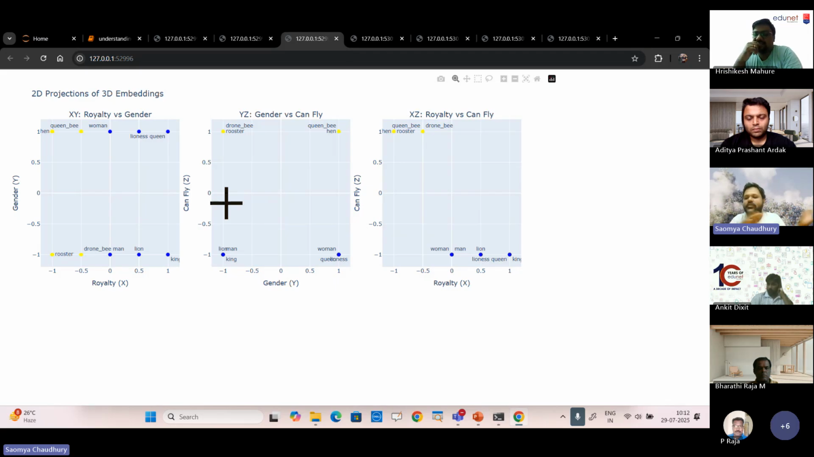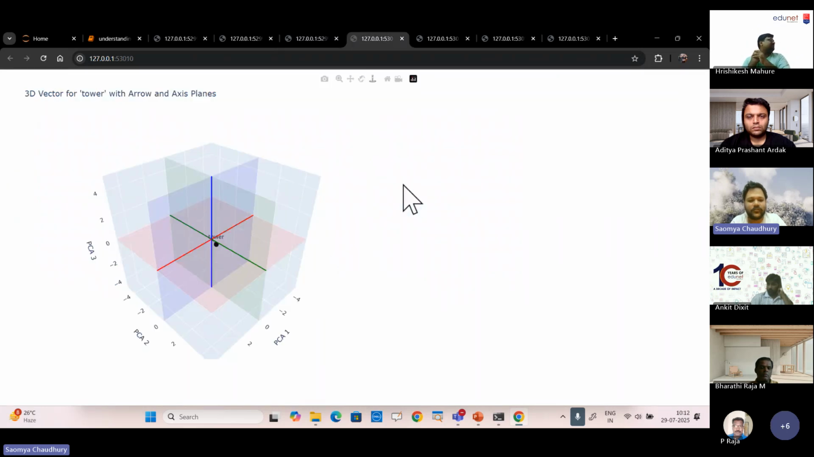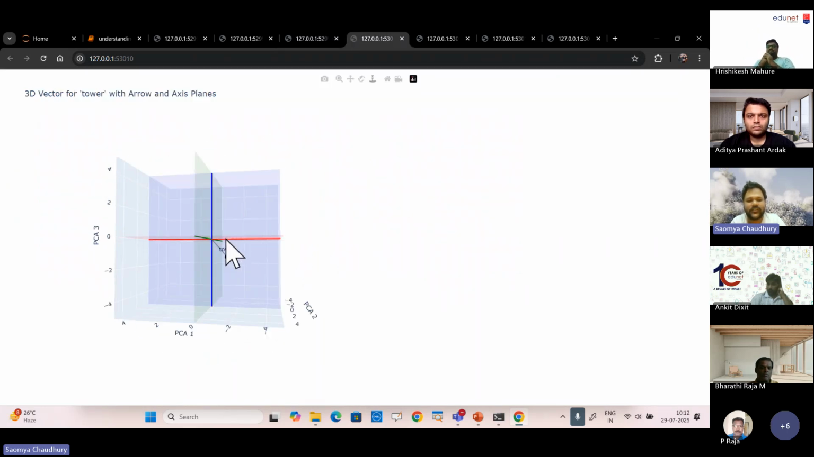Okay, so that's the whole reason why I have put it in the context here. In the same way, you can see the royalty versus can fly. So in the same way we discussed the 2D projection, and you can see the things. Now, moving forward, yesterday we also discussed the GloVe.